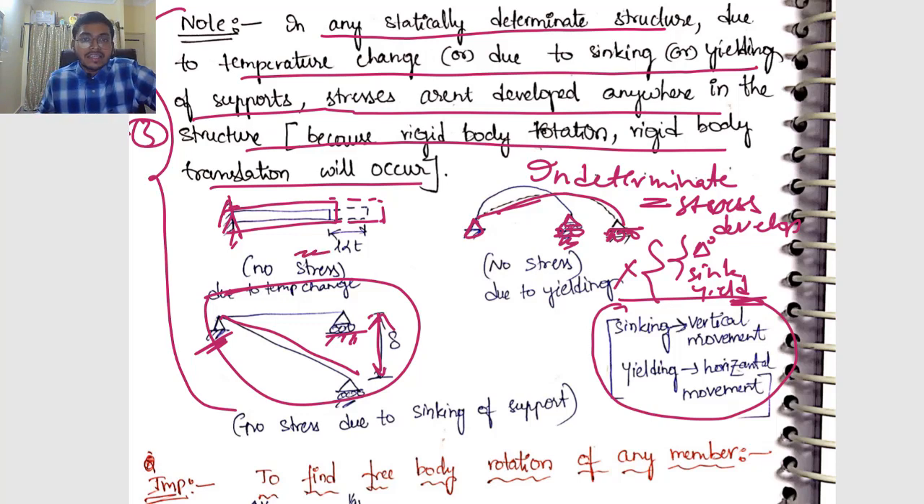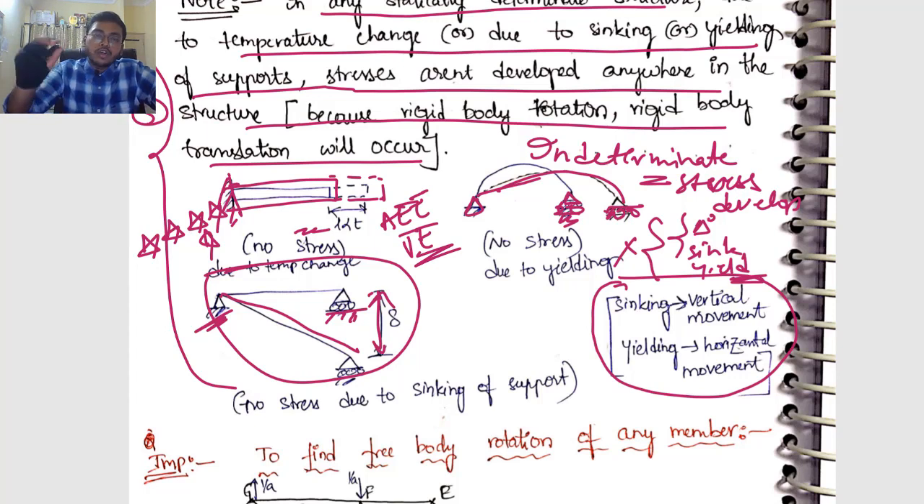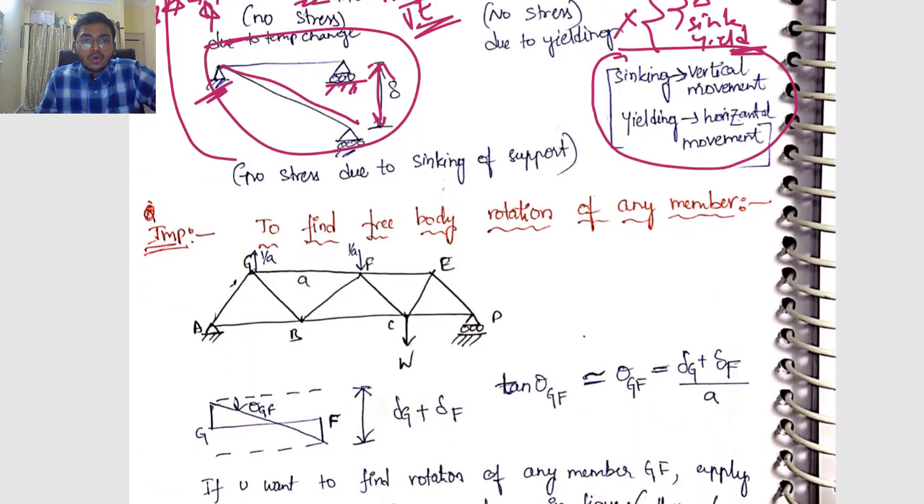I hope this note is clear. Give this note 5 stars, because they can ask you in an objective question. If you are preparing for any state PSC, or now the railway exam is coming, Railway JE, this is a hard favorite bit. For sure there would be one question in one of the exams which you are going to appear in this particular year. Now let us go to the next question.